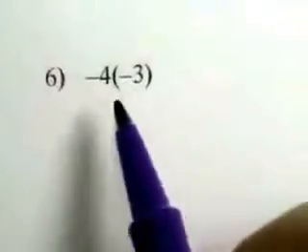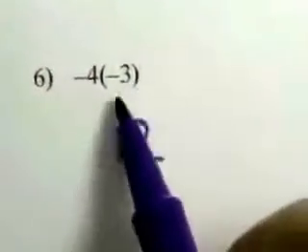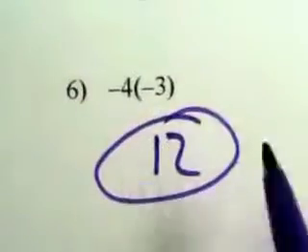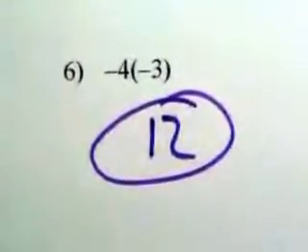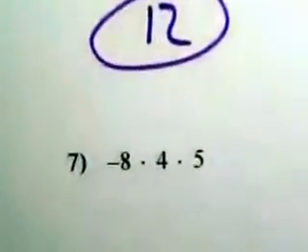Multiplication. 4 times 3 is 12. 2 negatives cancel. It's positive 12.